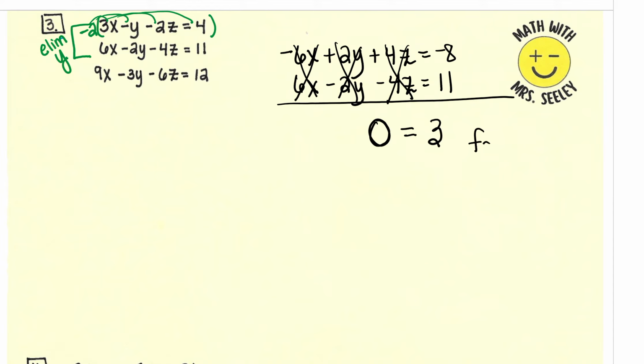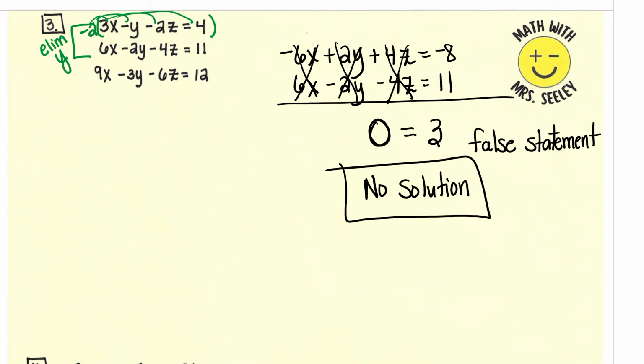Well, this is definitely a false statement. 0 does not equal 3. When you get a false statement, what that means is that you have no solution. There is no solution to this problem. Recall that if I had gotten a true statement, then it would be infinitely many solutions.